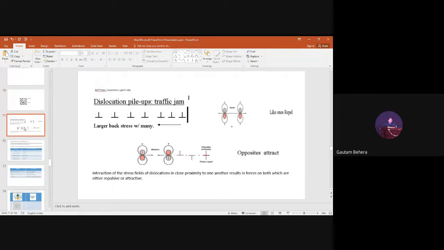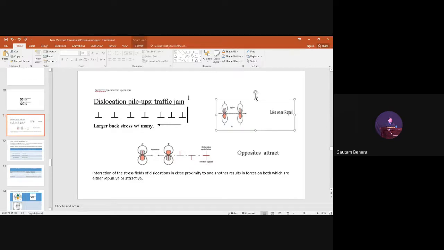Now just look at this figure, the same figure. You understand dislocations are gliding in this direction and they are getting piled up over here along an obstacle. This obstacle may be a grain boundary, or it may be a hard particle, a dispersoid particle, or a second phase precipitate. And you can see the large back stresses acting on the dislocations.